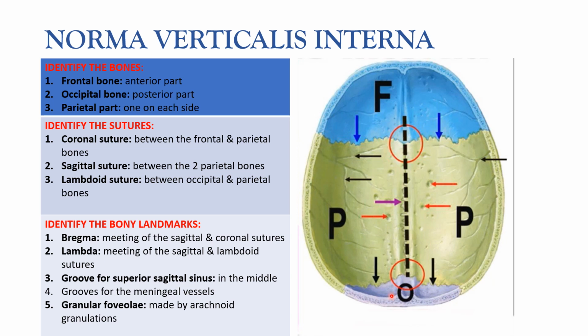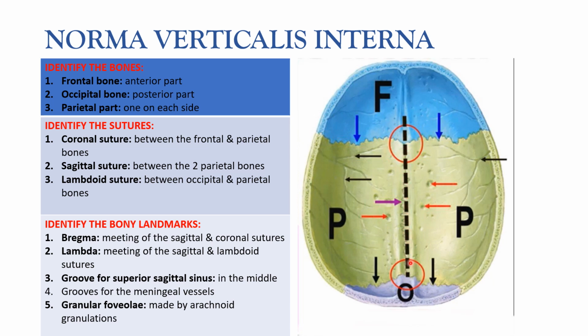Then we looked at the landmarks. This is the bregma. Bregma is formed between the sagittal suture and the coronal suture. Then we looked at the lambda, between the lambdoid suture and then the sagittal suture. And then we looked at a groove here for the superior sagittal sinus. We said this extends from the frontal crest of the frontal bone all the way down here, and it's actually for the superior sagittal sinus.